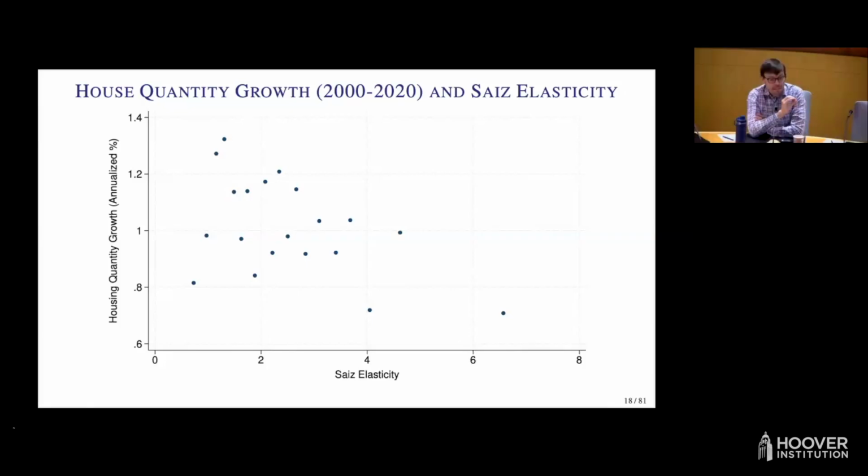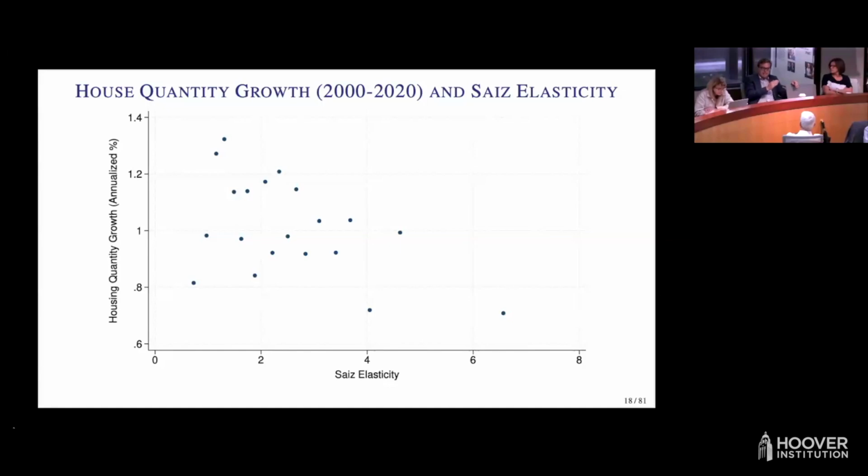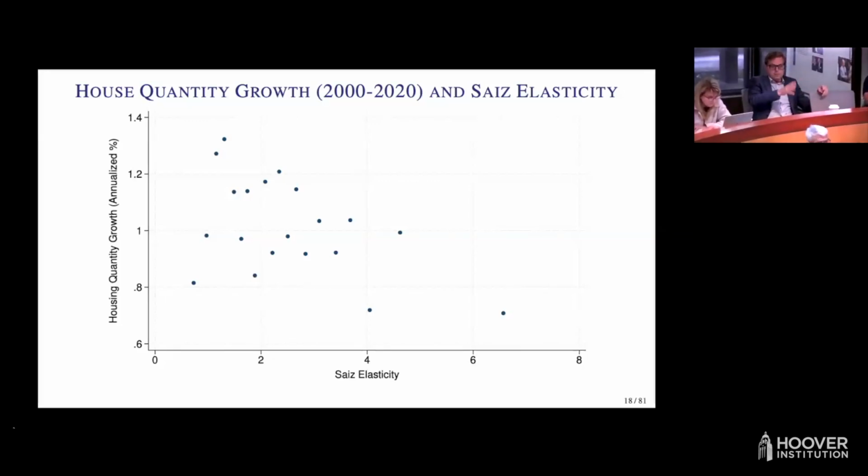So the Saiz elasticity is specifically constructed to capture the differences in geographic constraints across cities, right? The exact measures differ. The regulatory index would obviously be more about regulation, but the Saiz measure loads on both. It does matter, in the sense that the Saiz elasticity is a semi-structural estimate. It is not just taking the land use survey. It comes out of regressions of house prices on supply and land use regulation.